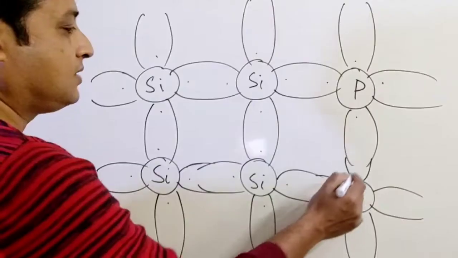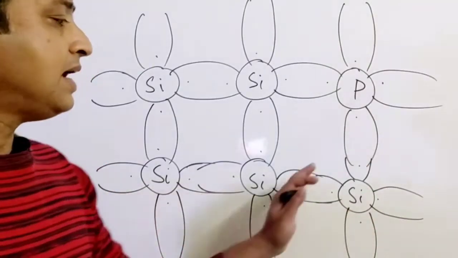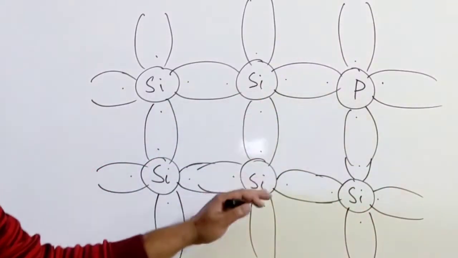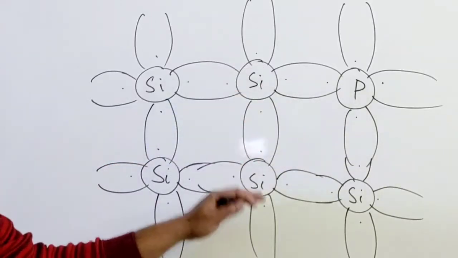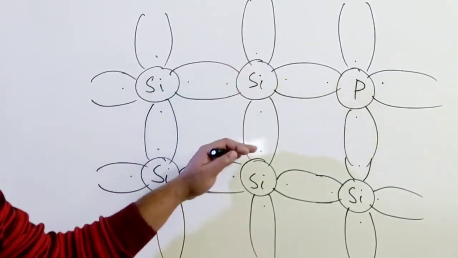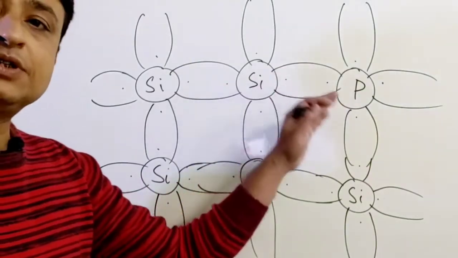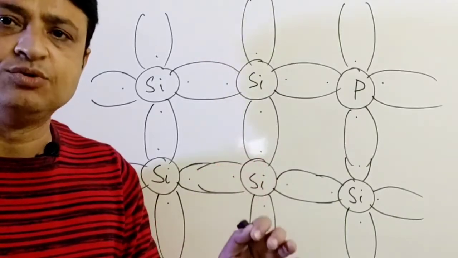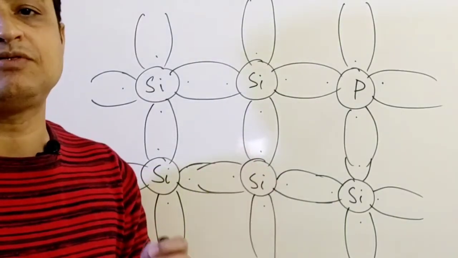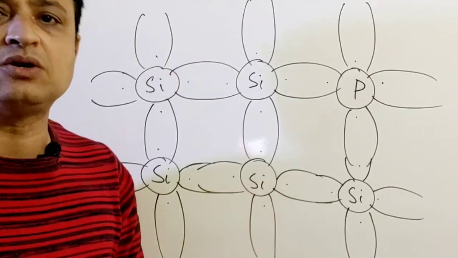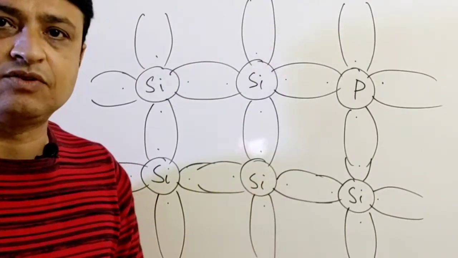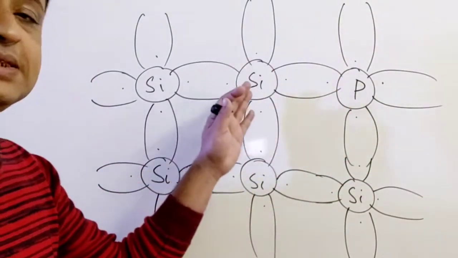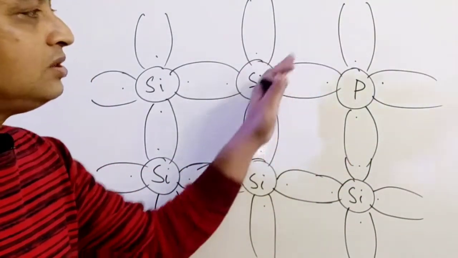every silicon atom has 4 valence electrons. So every covalent bond shared between these 2 silicon atoms has a filled bond. But as this phosphorus atom is introduced, now a phosphorus atom has, as you know, 5 electrons in its outermost orbit, or it has 5 valence electrons. So what will happen? 4 valence electrons will be shared with the silicon atoms and the covalent bonds are filled.